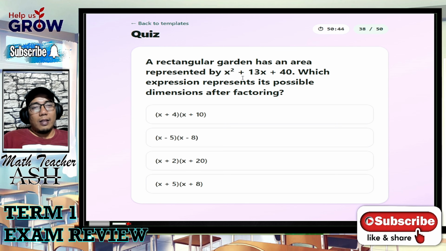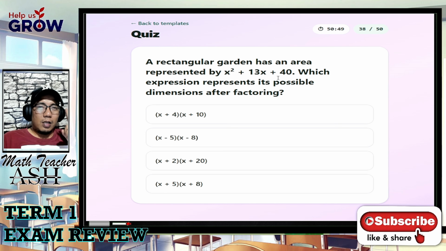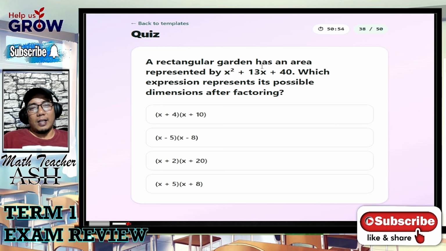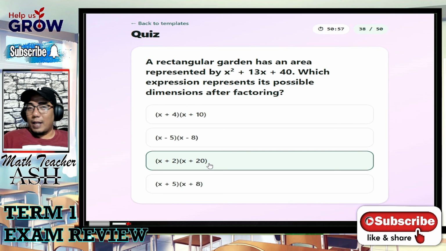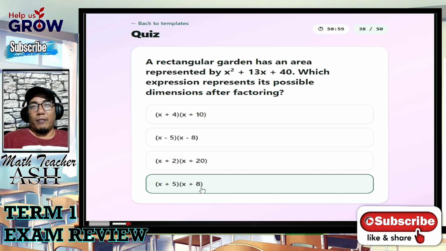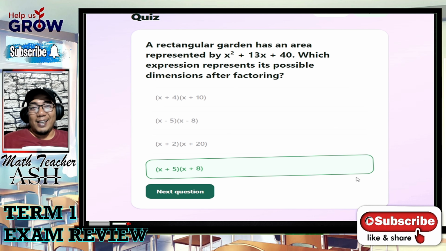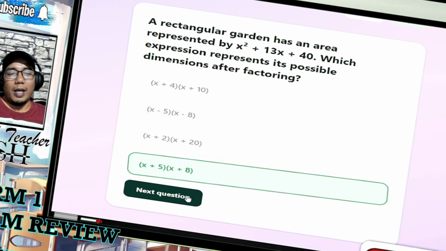Now, how do you get this 13? So, those factors that you consider, when you add them, the resulting should be positive 13. So, 4 plus 10, okay, that is not 13. 2 plus 20, that is not 13. 5 plus 8, very good, that is 13. So, we have our final answer, which is the fourth one. Let's check whether we are correct. Easy, right? So, I hope you got that one, my dear math learners. Now, let us go to the next question.